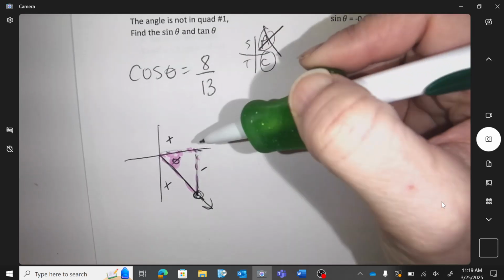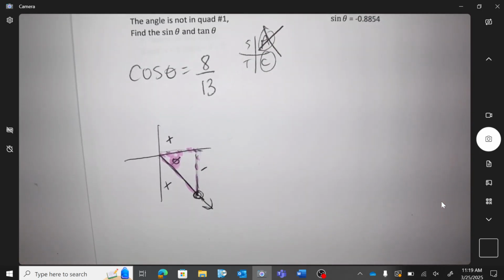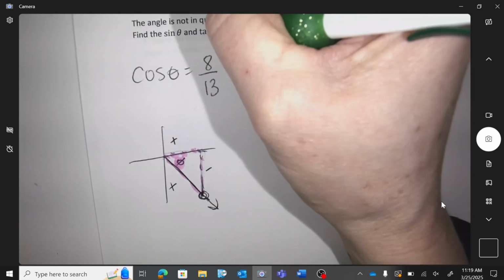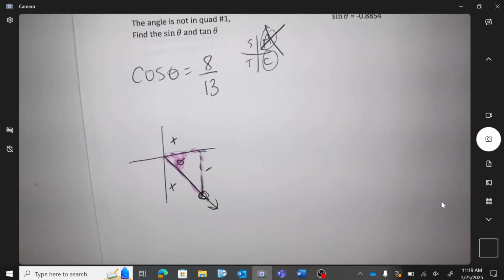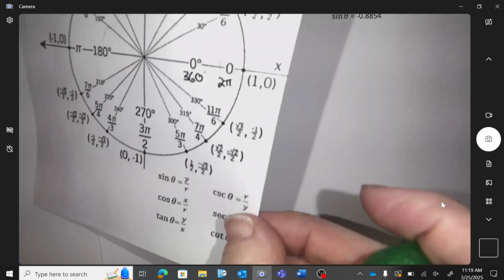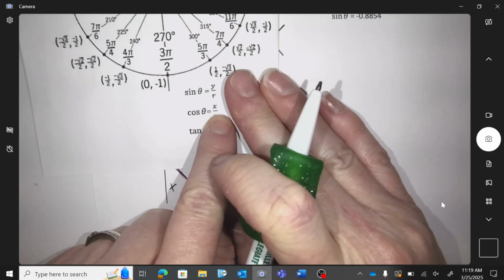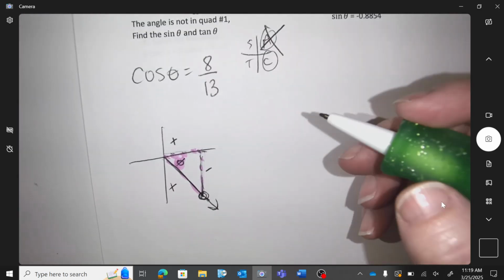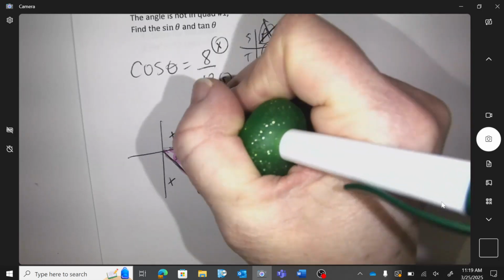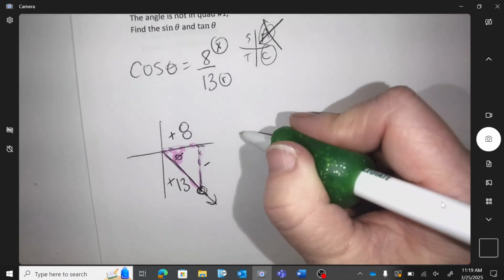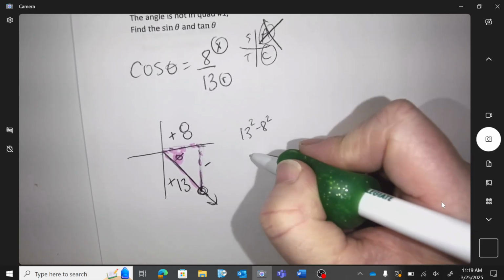One of these walls on the triangle is 8, one of them is 13. What goes where? How do I know? On my test, I will have a formula sheet, and I can use that. On your test, I would give you these 3 ratios. So cos is the x and the r. X and R. So to get this, I'm doing 13 squared, subtract 8 squared.